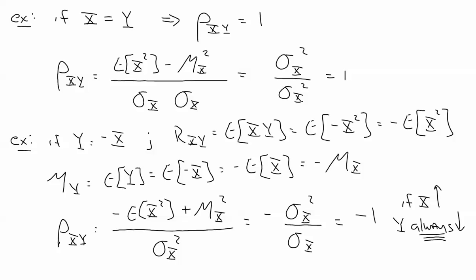Up here, if x increases, then y always increases. That's what the correlation coefficient means when it's 1 or minus 1. So if x equals y, if x increases, then y always must increase. If x equals minus y, then if x increases, y must always decrease. All right? It can't be more influential than that.